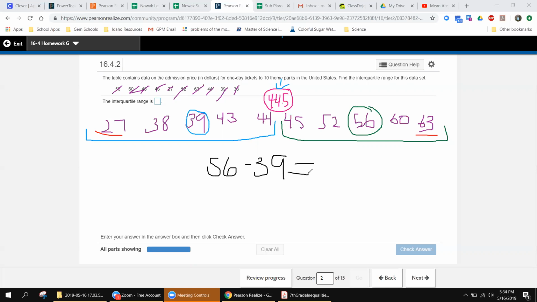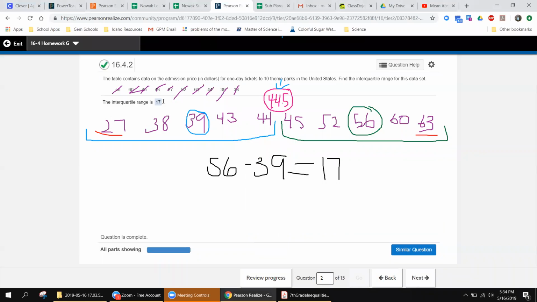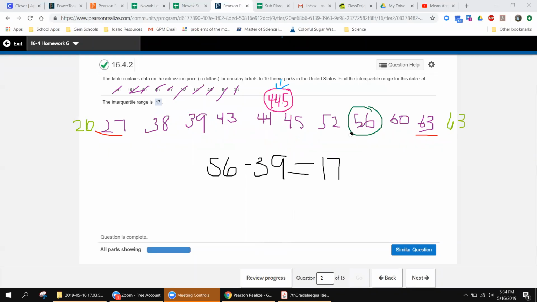or 17. So there's my interquartile range. Okay, and just for an example, say that I have got 2 extra values in my data set. Say I've got a 26 over here and maybe another 63 over there. Let's erase some of this so it looks a little nicer. My median, still gonna be the same, that 44.5.